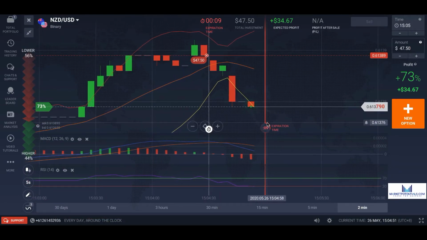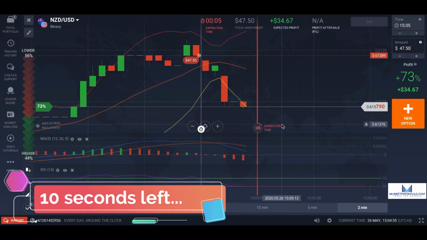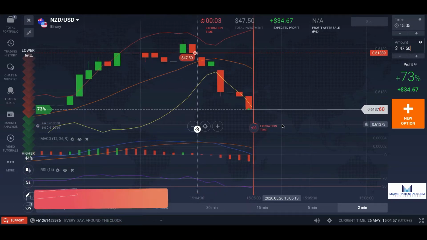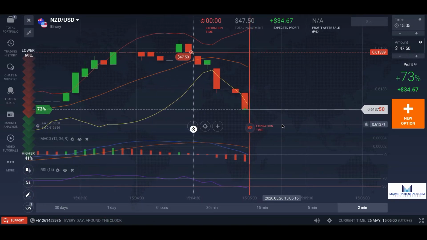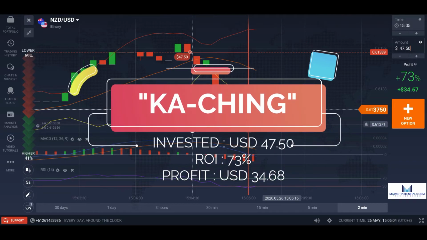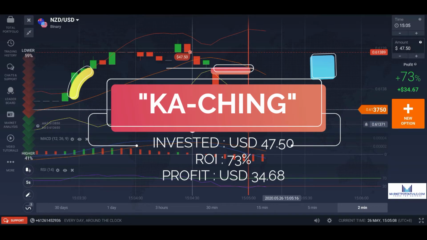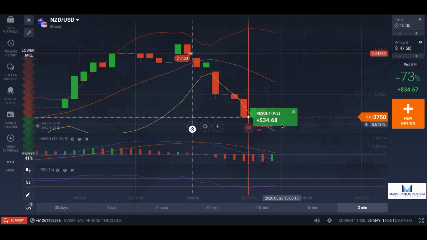Now, I've got just under 10 seconds for this expiration line, and I would have made an extra $34 odd, okay? So this is just a bonus trade, guys. I just wanted to throw something in to maybe show you guys that what I did wasn't a fluke. It's entirely repeatable. So yeah, there you go. $34.68 in profit off the second trade in no time at all.